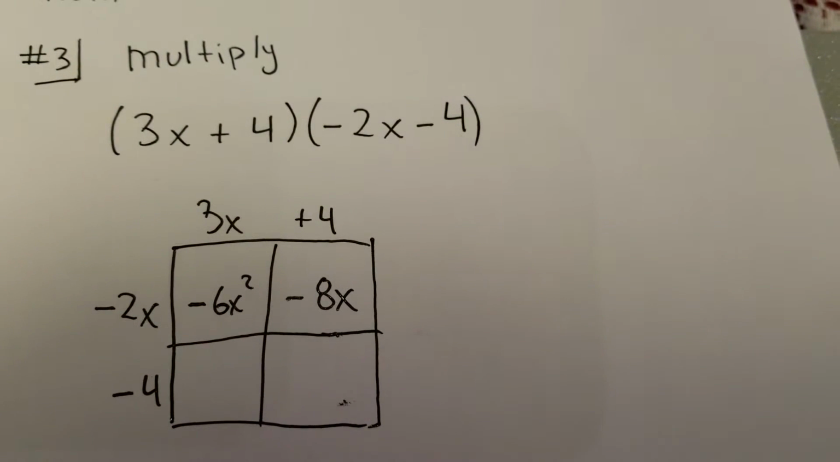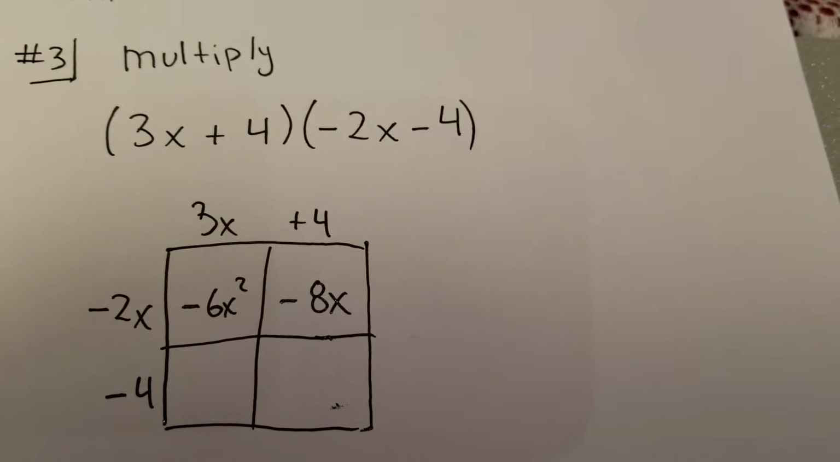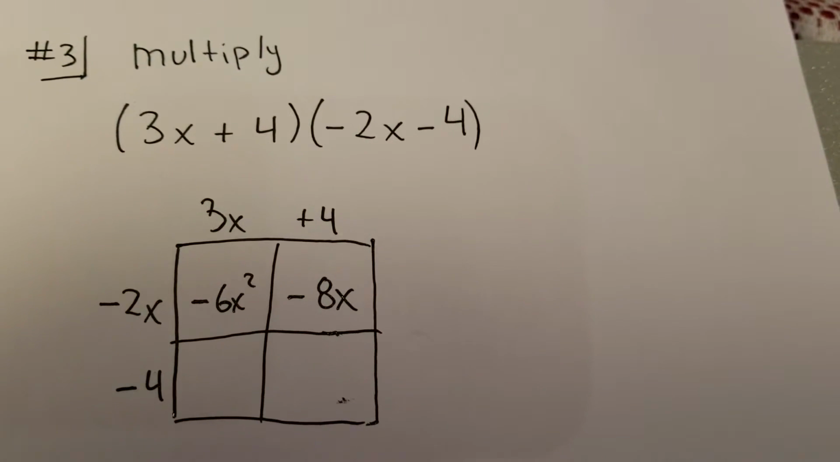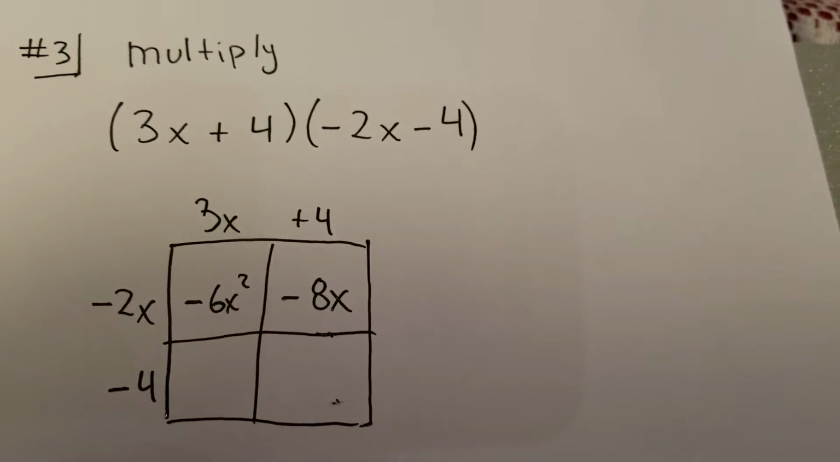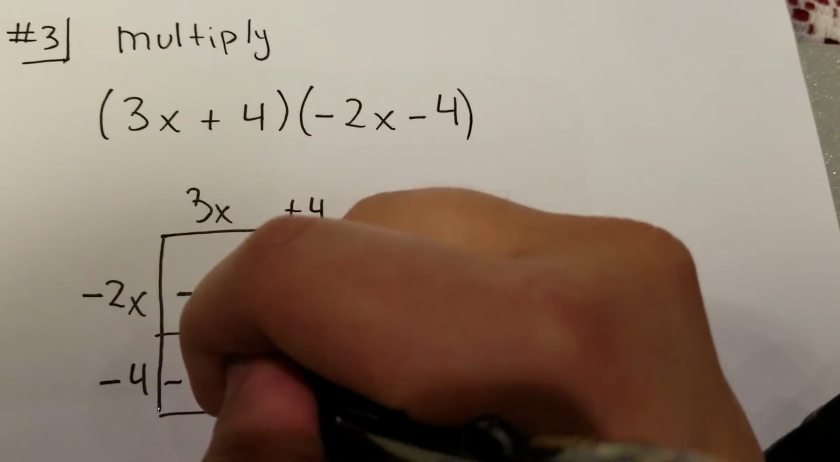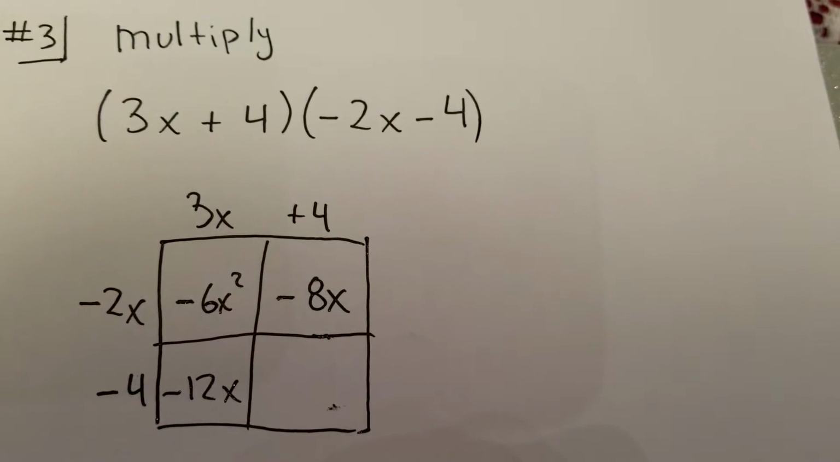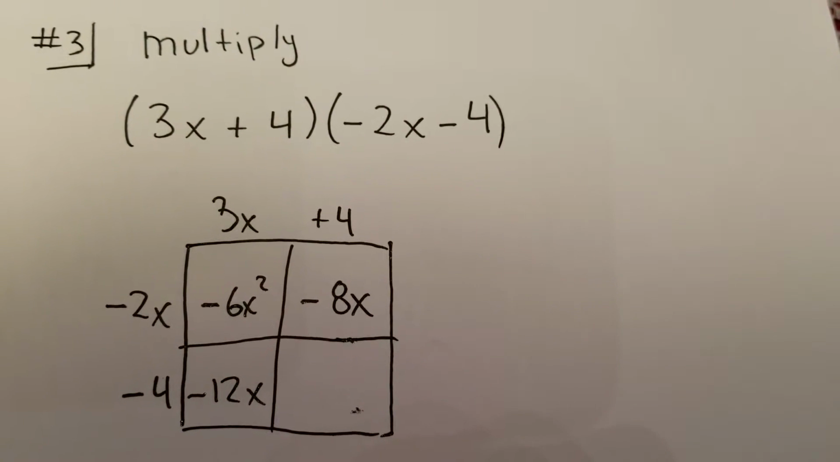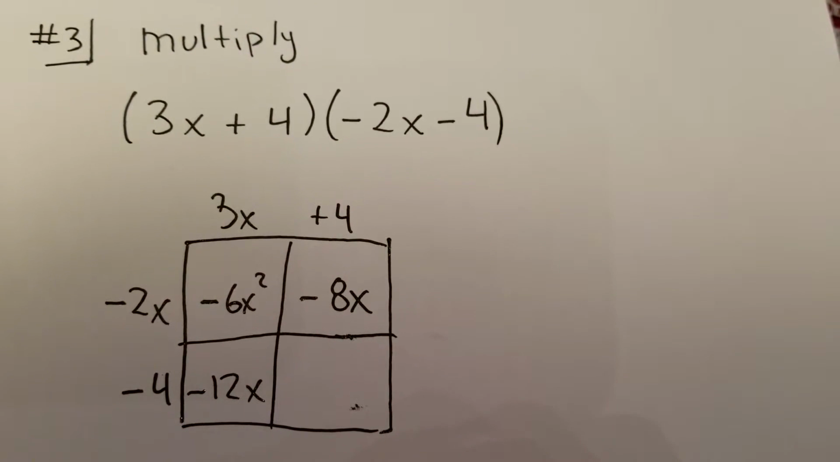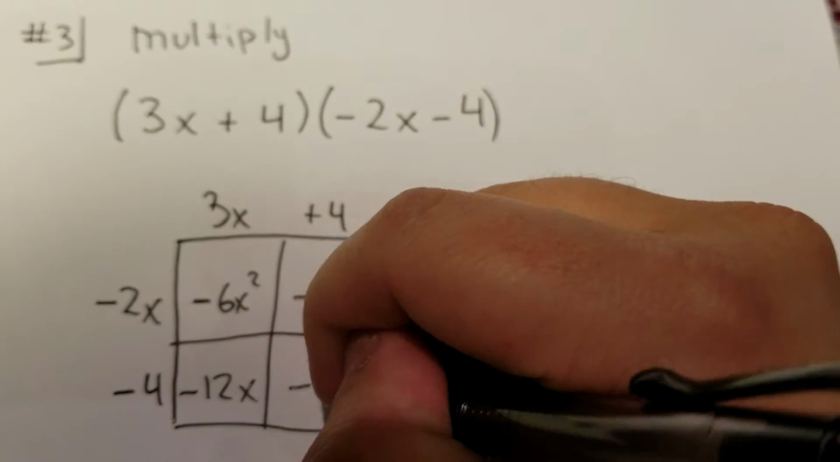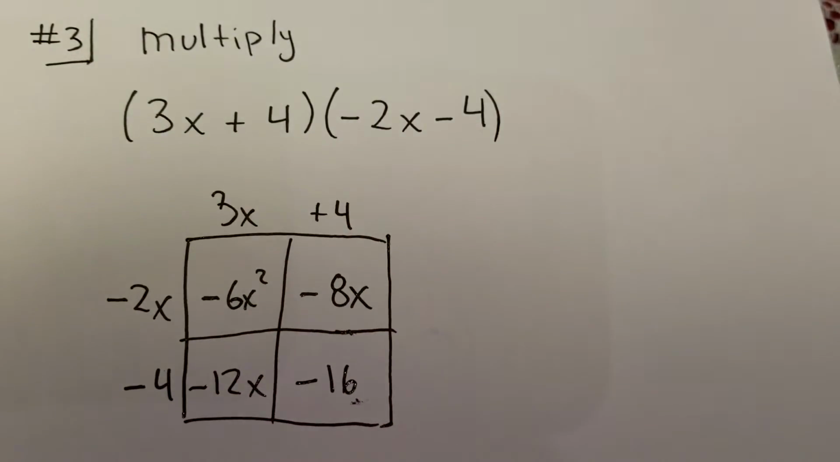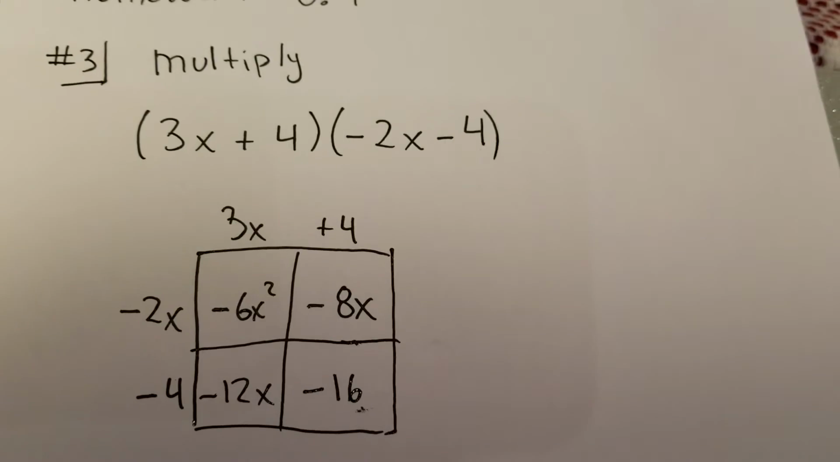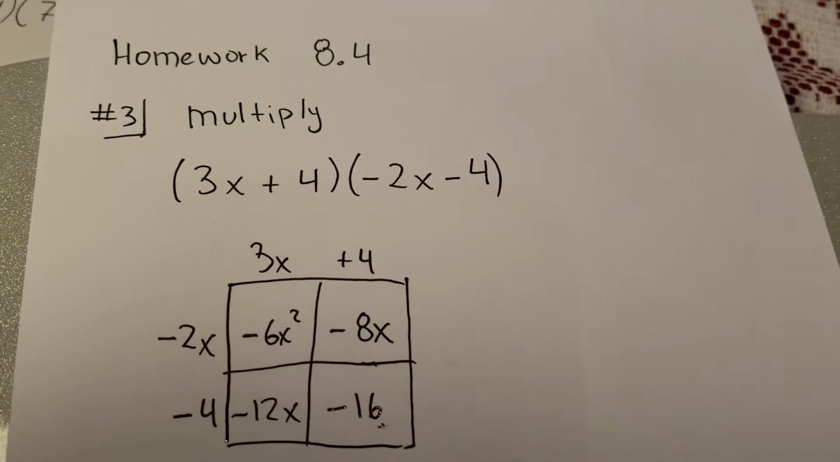We continue on, as you can already guess. The next one, negative 4 times a 3x. Negative 4 times 3 is indeed a negative 12, and there's an x. Next one is negative 4 times a positive 4. Negative 4 times a positive 4 is indeed a negative 16. There's no variable there, so we don't have to worry about it. But we're not done yet.